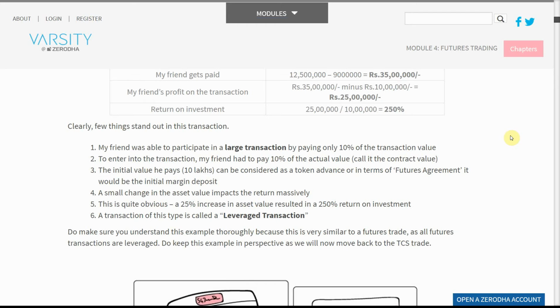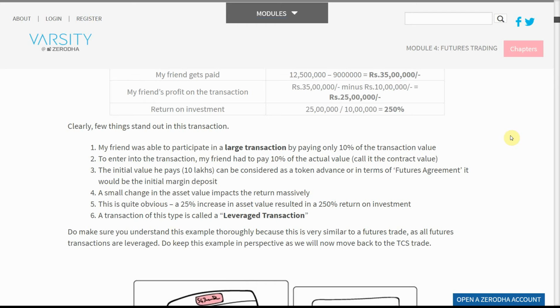into the transaction. My friend had to pay 10% of the actual value, call it the contract value. The initial value he pays, 10 lakhs, can be considered a token advance, or in terms of a futures agreement, it would be the initial margin deposit. A small change in the asset value impacts the return massively. This is quite obvious: a 25% increase in asset value resulted in a 250% return on investment.